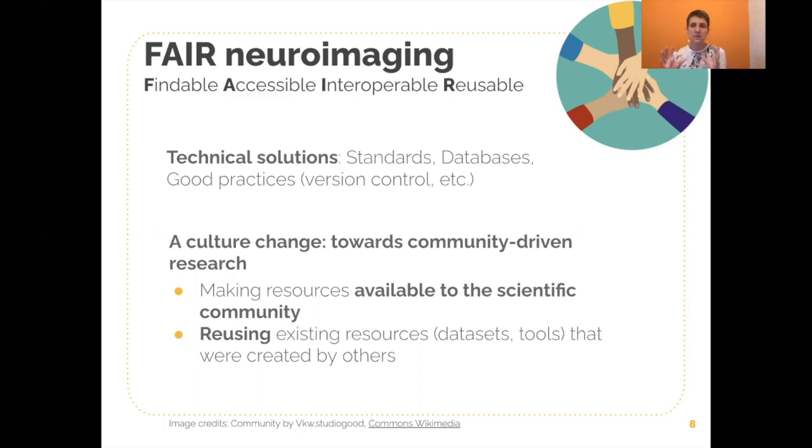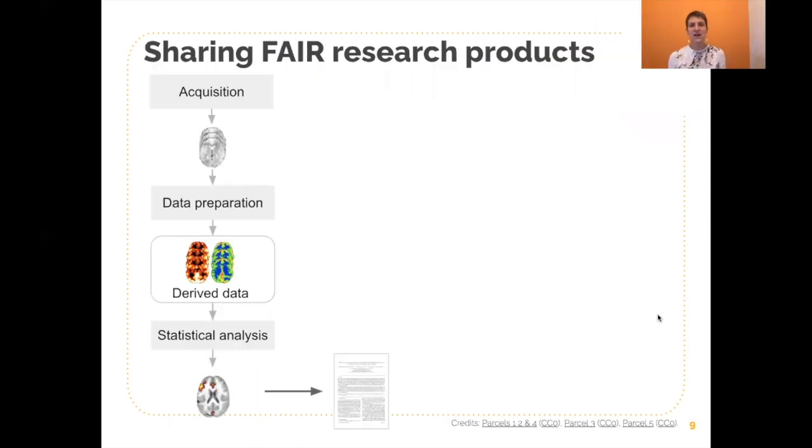And all of this makes it a less isolated experience in research. So now we'll get to it. How can we share more research products? And of course, I've mentioned the paper before and said that this was what we share with the research community.